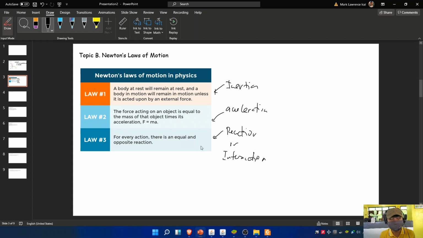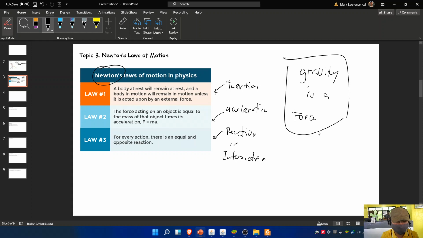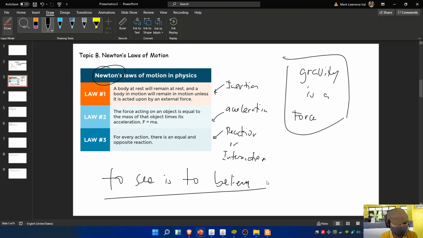Basta yan. Okay? Now, noong unang panahon kasi, hindi naniniwala ang tao sa concept of gravity. So, ibig sabihin, Newton arrived with the concept of the three laws of motion when he discovered gravity is a force. Kasi noong unang panahon, yung mga tao, alam niyo naman, di ba, mga to see is to believe. Okay? Problema kasi sa to see is to believe. You don't see gravity at all.